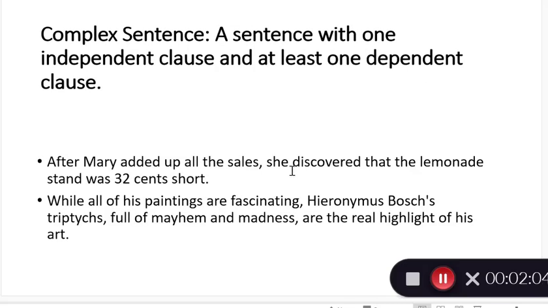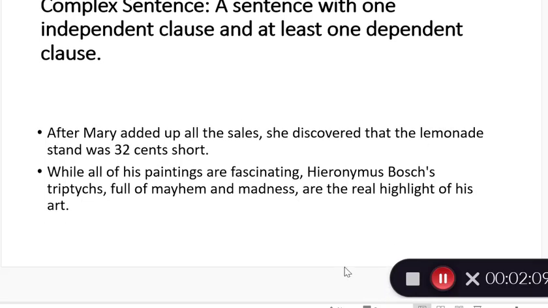A complex sentence is a sentence with one independent clause and at least one dependent clause. So take a look at these two examples, very basic. Can you tell where the independent clause is and where the dependent clause is? Which part of this first sentence can stand alone as a sentence? It's the second part here. She discovered that the lemonade stand was 32 cents short. That can stand alone as a sentence. So we know that "after Mary added up all the sales" is a dependent clause, because by itself it is not a complete sentence.